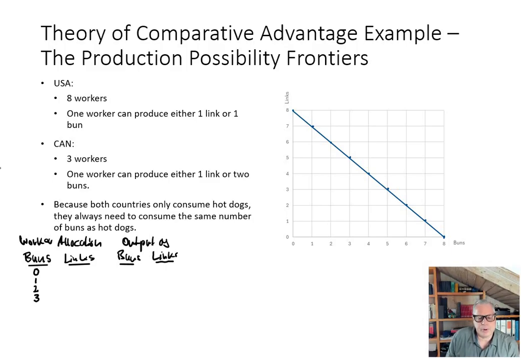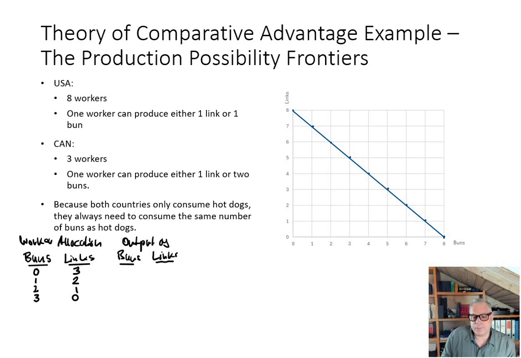So if I have 3 workers, I can allocate 0 workers towards buns, but then I have 3 workers available to produce links. Or I can have 1 worker producing buns, then I have 2 workers available to produce links. Or I can have 2 workers produce buns, then I have only 1 available to produce links. Or I can have 3 workers produce buns, but then I have no one working on the links, sausages or brats.